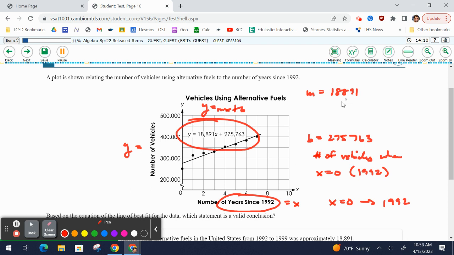Now the m is how your y is changing per x. So 18,891 is the number of additional vehicles each year. I said additional because it's positive, we're growing. So every year they're adding 18,891 more alternative fuel cars. All right, so now let's take those two and come down here and look at our choices.